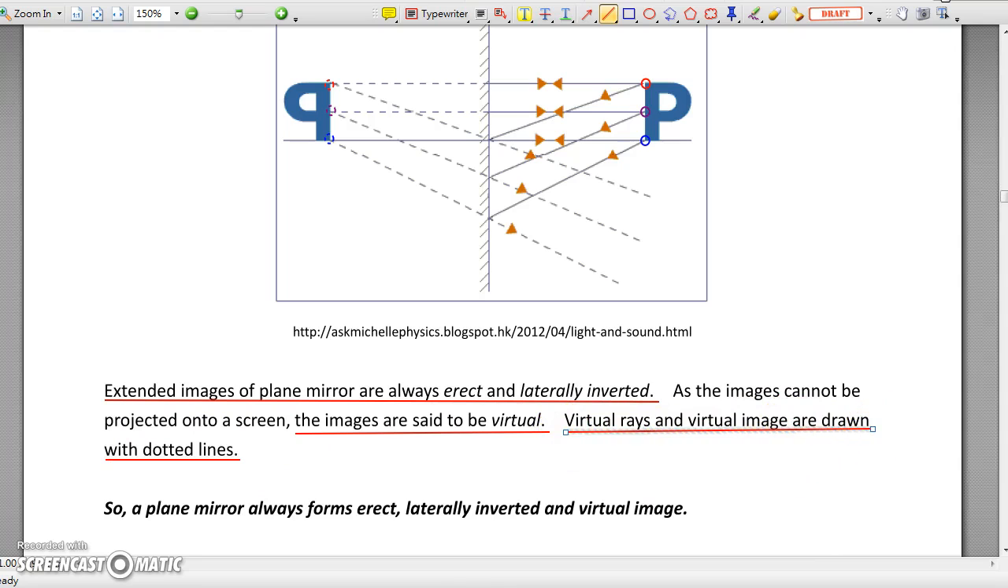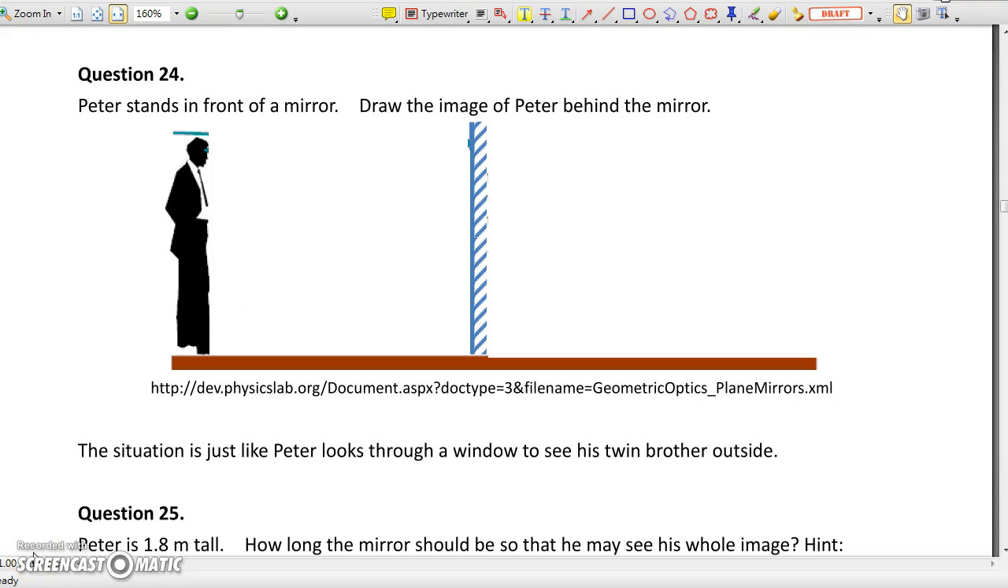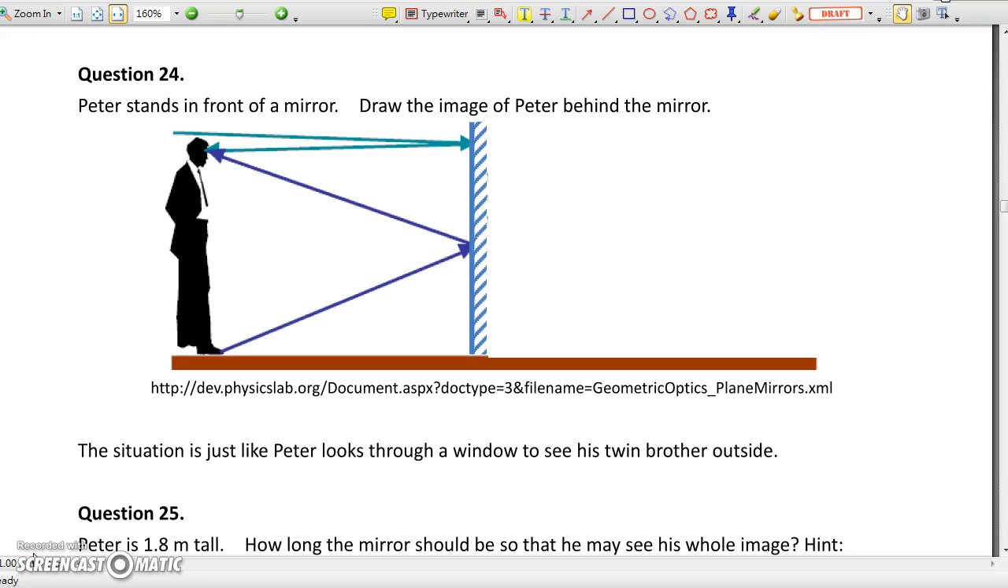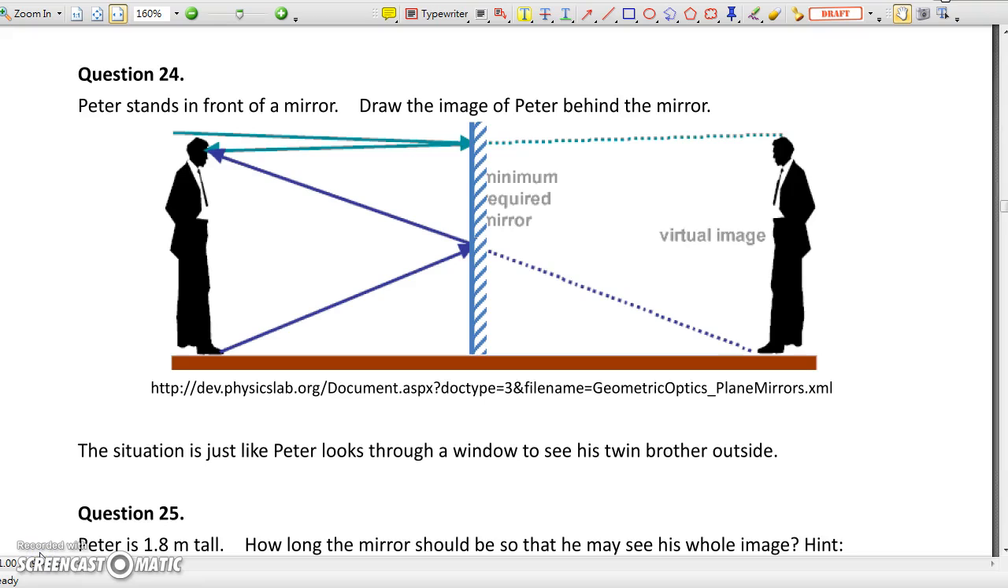For question 24, Peter stands in front of a mirror, and let's try to find the image of Peter behind the mirror. So there are light rays from his shoes and also from his head striking the mirror and being reflected to his eyes. And his image will be formed on the right hand side like this, at the same distance from the mirror as Peter is in front of the mirror. And so you can see the mirror need not be too long. It can just be of this length, and that will be enough for Peter to see his own image.